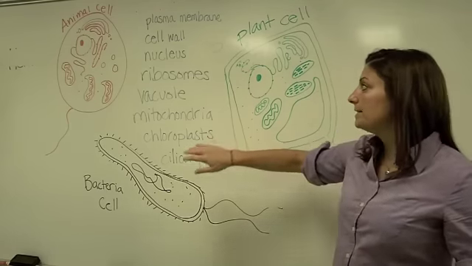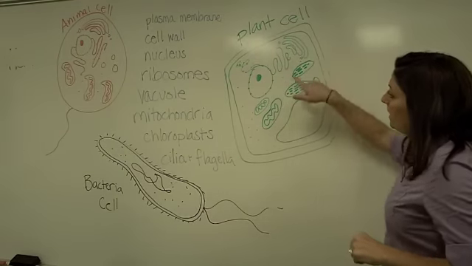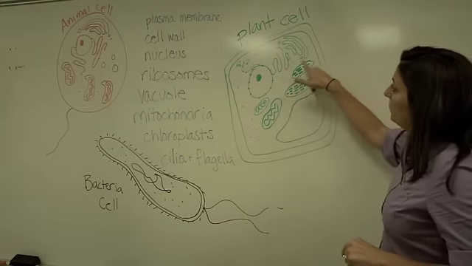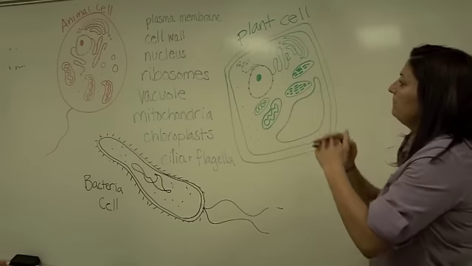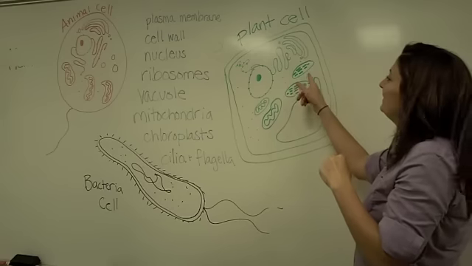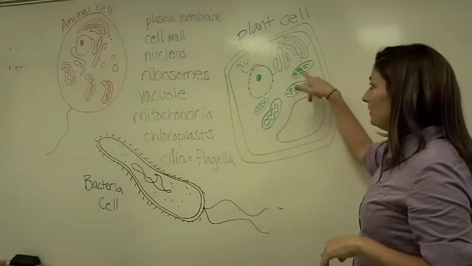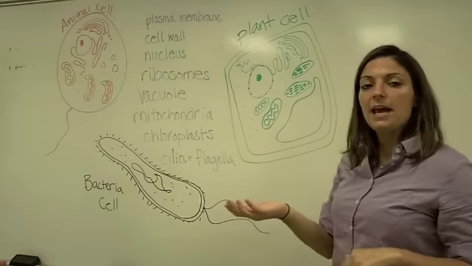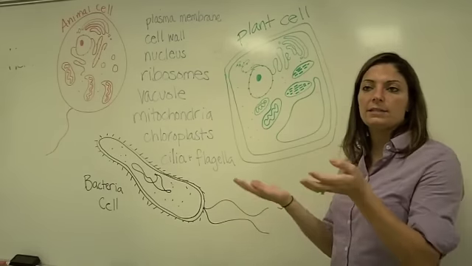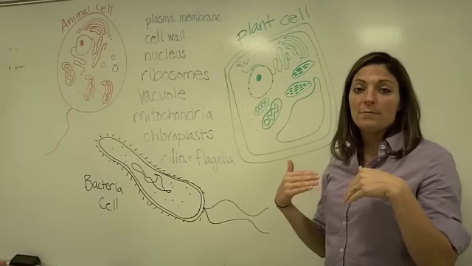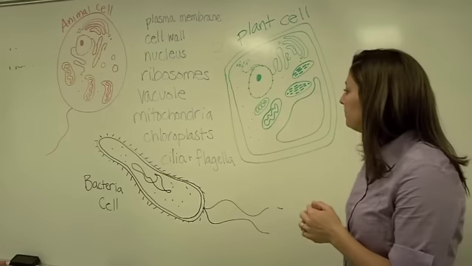Next are chloroplasts. These are found only in plant cells. And they're these here. They're ovals with like little stacks of smaller little ovals inside, like discs. And they actually are green. Chloroplasts are green because they have the chlorophyll that's needed to carry out photosynthesis. Photosynthesis is when the plant takes the energy from the sun and makes it into food. It makes it into sugars.